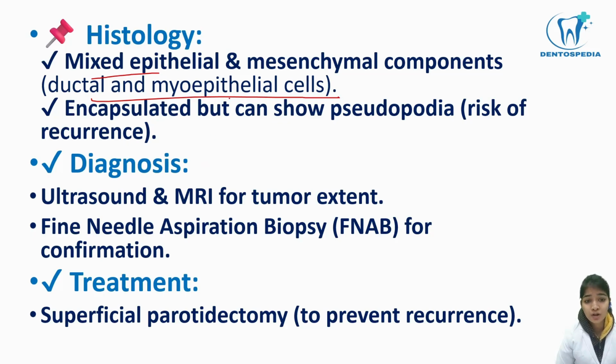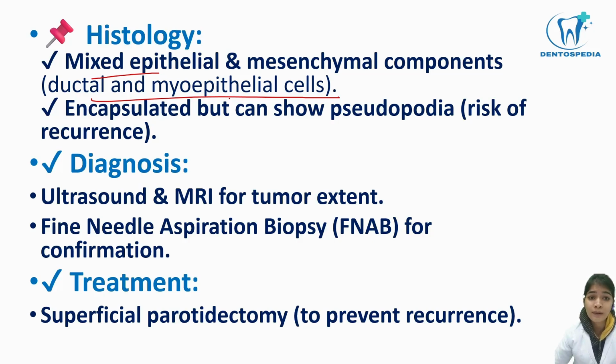Understood? So histopathology. This will be an encapsulated tumor and shows ductal epithelial cells, myoepithelial cells and myxochondroid stroma. Now the capsule may show pseudopodia which are finger-like extensions. Now these pseudopodia can remain after surgery. So there will be a risk of recurrence. Understood? Now see, incomplete removal can cause recurrence and malignant transformation.